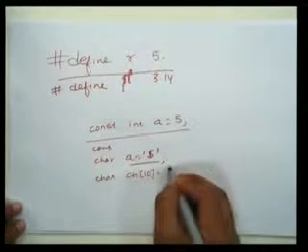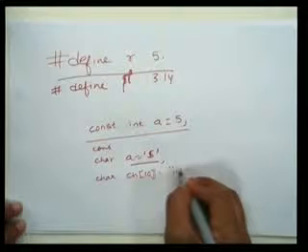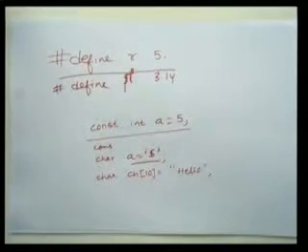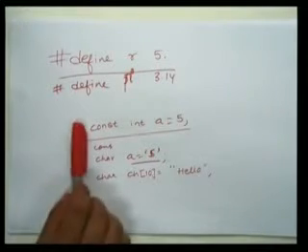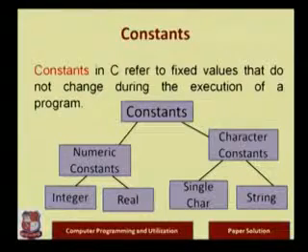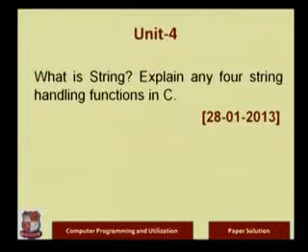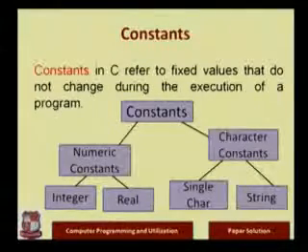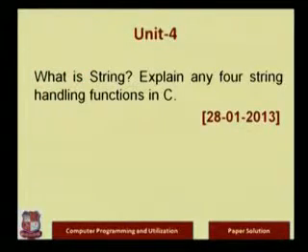For example, I am giving this way hello, then it is a string constant. When you have specified some fixed value to any variable, then it becomes your constant. So you have to just discuss the definition, then give its type, and for each type you have to write two lines which tell about that. What do you mean by integer, what do you mean by real, what do you mean by single character constant and string constant.